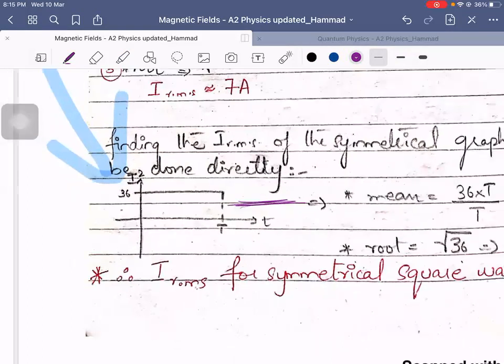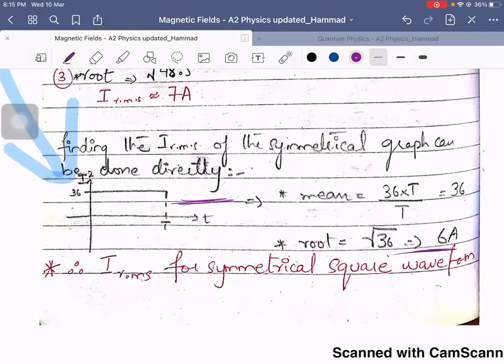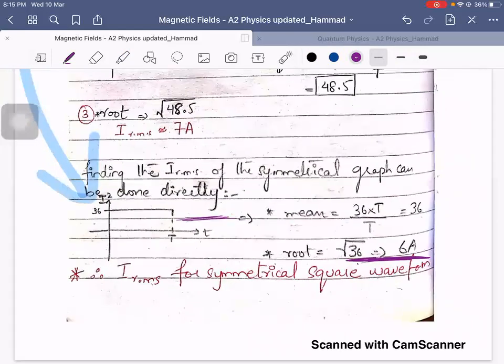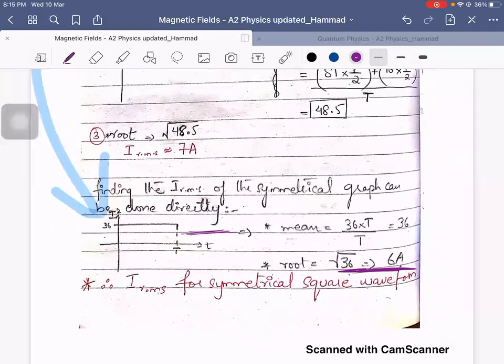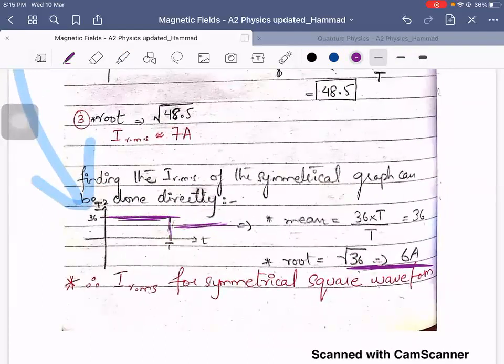If you are to work off the value, you can simply check it off. You need RMS, right? RMS means root mean square, right? Your mean would be the average of this wave. The average is 36 T divided by the time for the entire complete cycle, right? And from here, you could get your answer as 6 amperes.